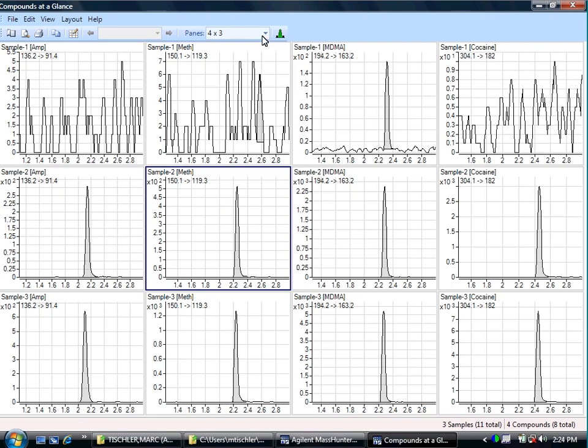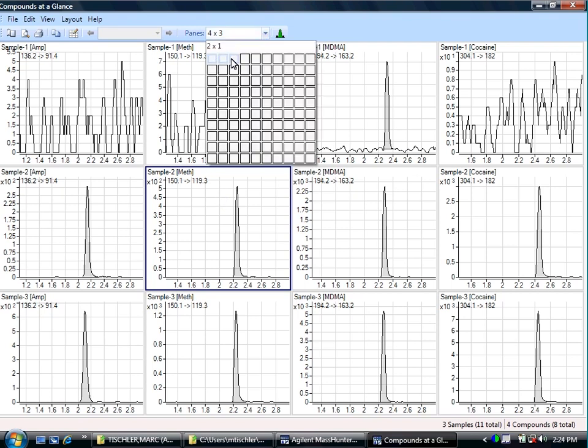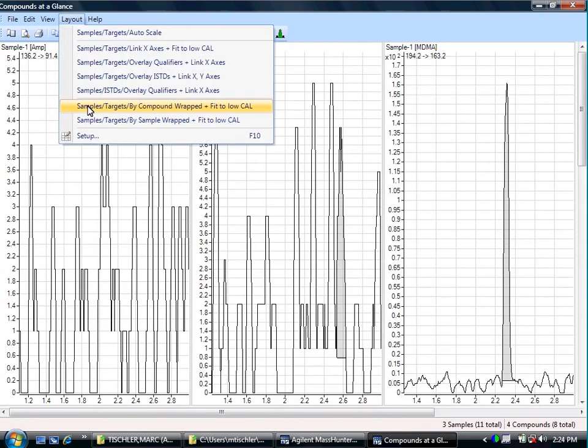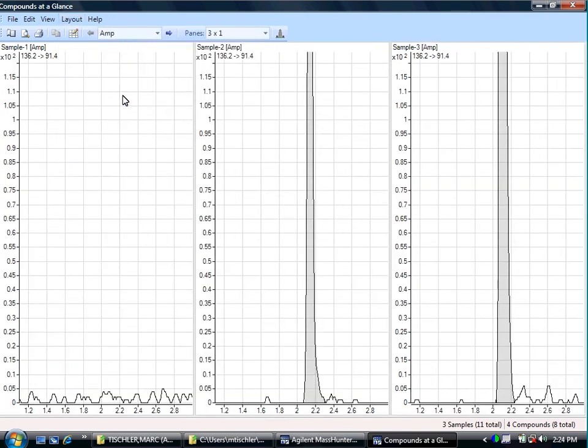In the case of drugs of abuse, I really only have 3 samples. I'll change the dimensionality here and go to the layout where I've got samples and targets by compound wrapped and fit to lowest. So here I can traverse by compound. Imagine you have a lot of samples, how powerful this could be. Here I'm looking at amphetamine across sample 1, 2, and 3.